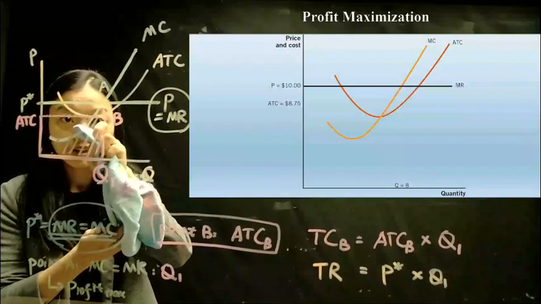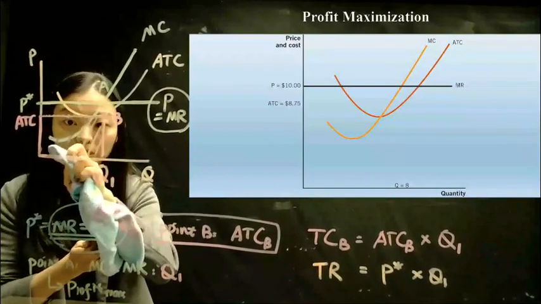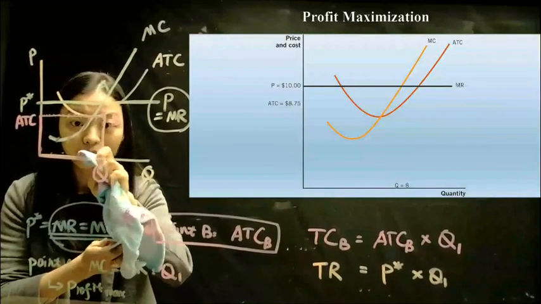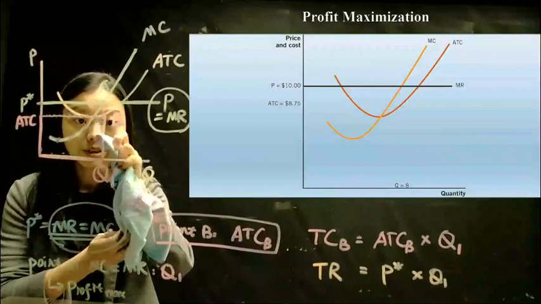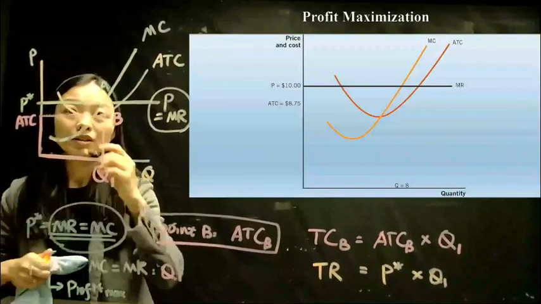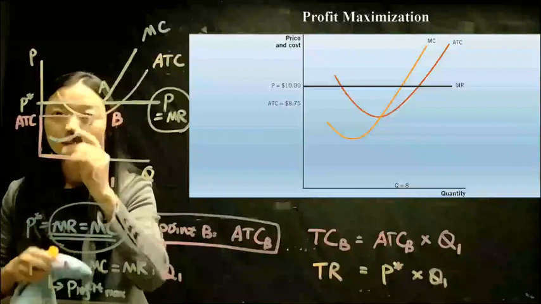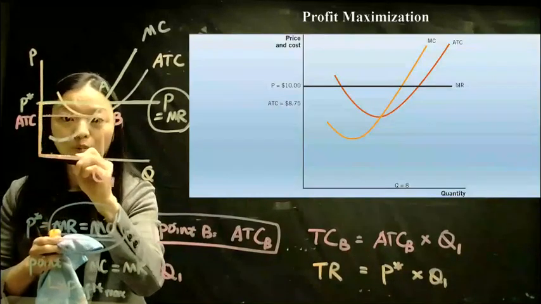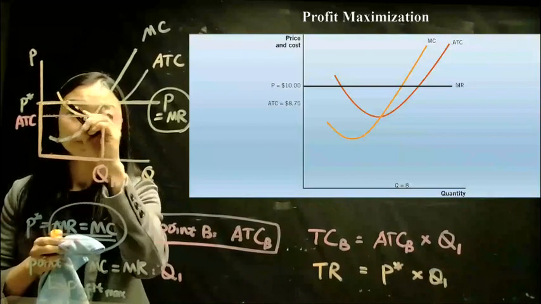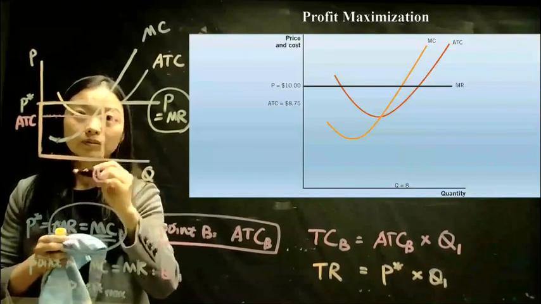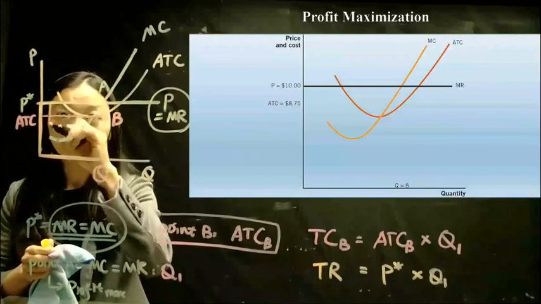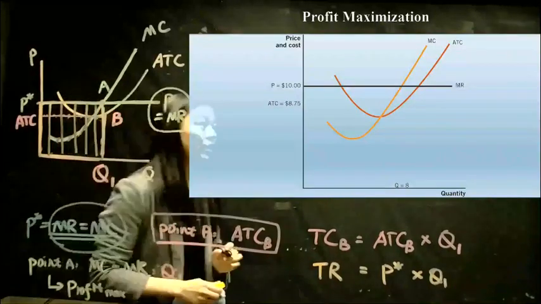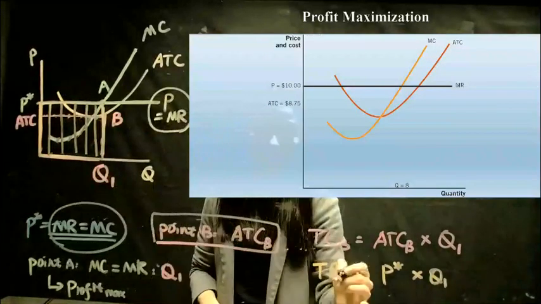Now we don't need this shade anymore because we already know the total cost. Now let's mainly focus on total revenue. Total revenue equals price times the output, right? Price is here times the output. It will be like this area, right? This shaded area will represent the total revenue, right?